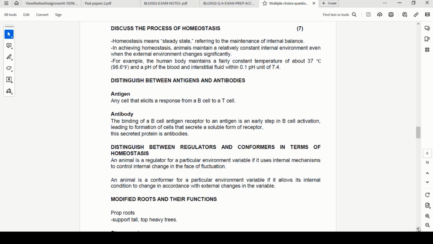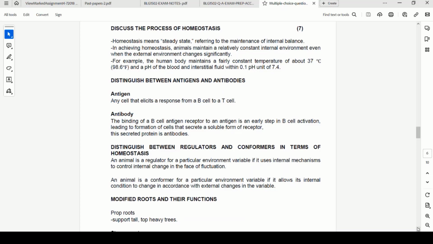Distinguish between regulators and conformers in terms of homeostasis. An animal is a regulator for a particular environmental variable if it uses internal mechanisms to control internal change in the face of fluctuation. That's when an animal is called a regulator. An animal is a conformer for a particular environmental variable if it allows its internal condition to change in accordance to what? To external changes.